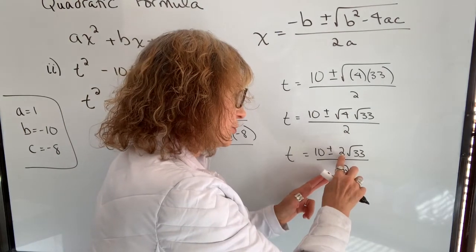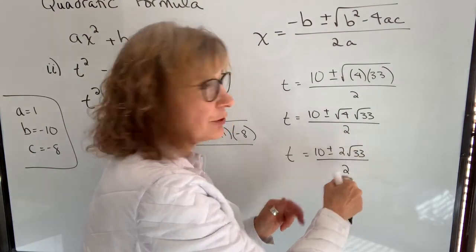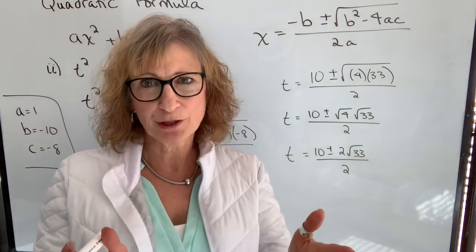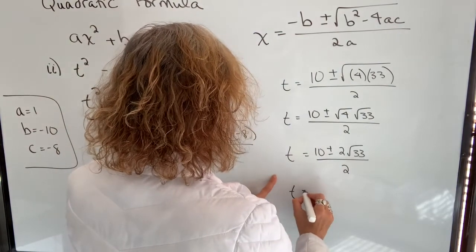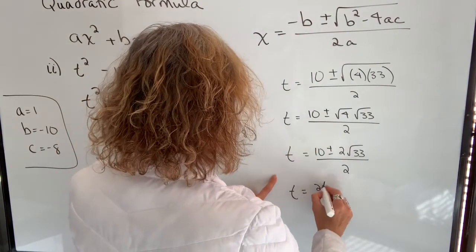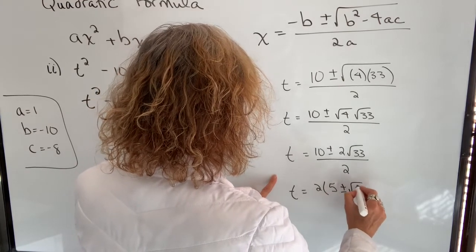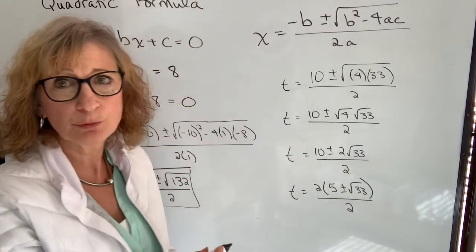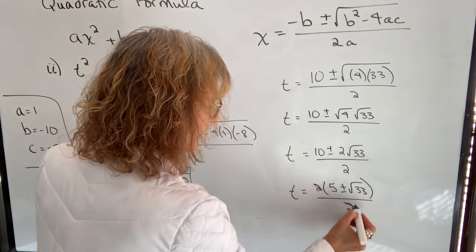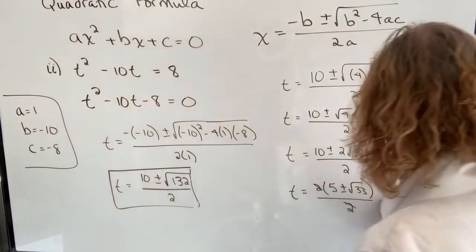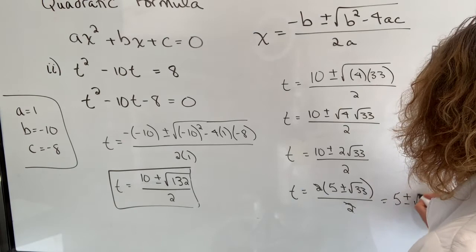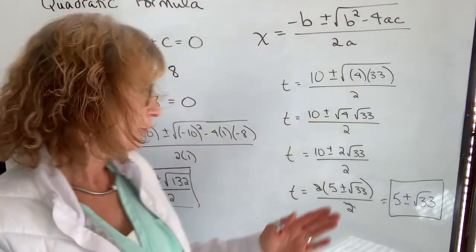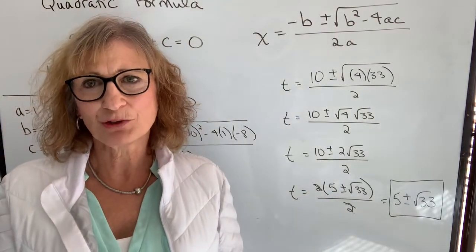This 2 is a factor of a term in the numerator. You cannot cancel terms. You can only cancel factors, which means that 2 has to be multiplied to the whole numerator. So what we can do is factor a 2 out of both terms, and I'll be left with 5 plus or minus square root of 33, over 2. Now that 2 is a factor of the whole numerator, and it's a factor of the denominator, I can cancel, and my result will be 5 plus or minus square root of 33. So both are correct, but it's going to depend on what's expected of you.